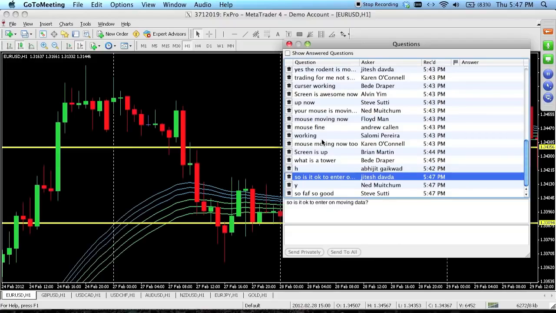Jitesh is asking, so is it okay to enter on moving data? No. Yes, actually yes, you will be entering on moving data on this one, but you guys are using a closed candle to determine where you're going to enter. Okay? So you guys will already be placing your entry orders before the next candle even opens, or when the next candle opens.